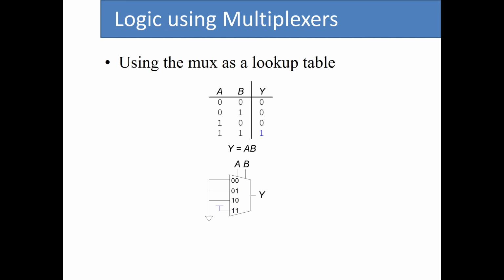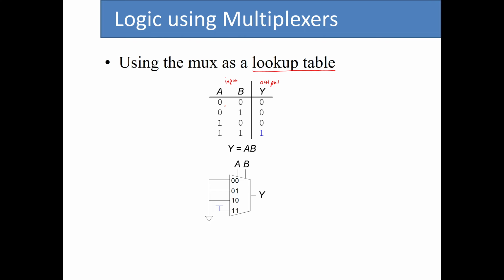So now that we saw this, the question is how multiplexers can be useful. And the answer to that is that they can be used as lookup tables to implement Boolean equations. So let's go over this quick example before I go to the multiplexer based implementations. We have A and B as the two inputs, and we have Y as the output.